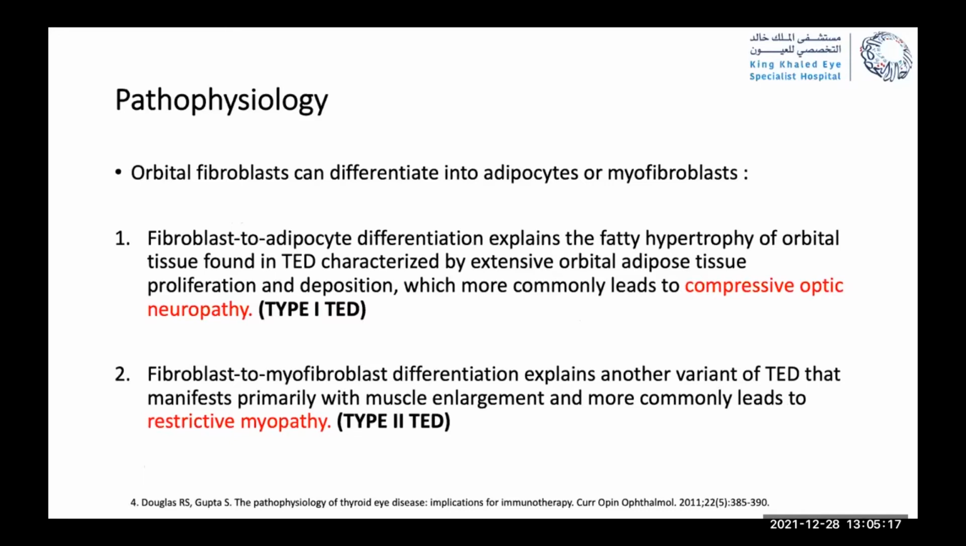Orbital fibroblasts can differentiate into adipocytes or myofibroblasts, and this is important to understand type 1 and type 2 of thyroid eye disease. Why? Because if the fibroblast differentiates into adipocytes, that explains the fatty hypertrophy of orbital tissue found in thyroid eye disease, which is characterized by extensive orbital adipose tissue proliferation and deposition, which more commonly leads to compressive optic neuropathy, as in type 1 thyroid eye disease. But if the fibroblast differentiates into myofibroblasts, then this explains another variant of thyroid eye disease that manifests primarily with muscle enlargement and more commonly leads to restrictive myopathy, as in type 2 thyroid eye disease.